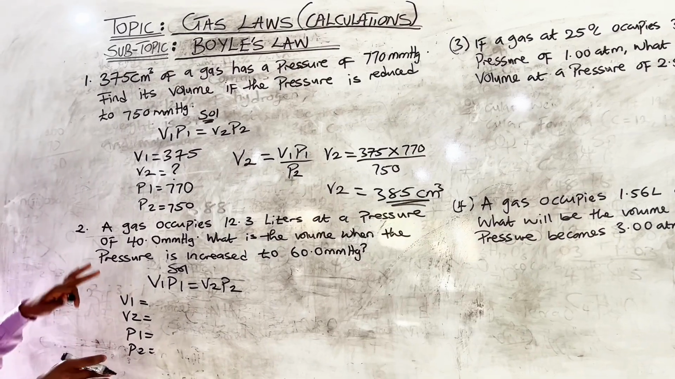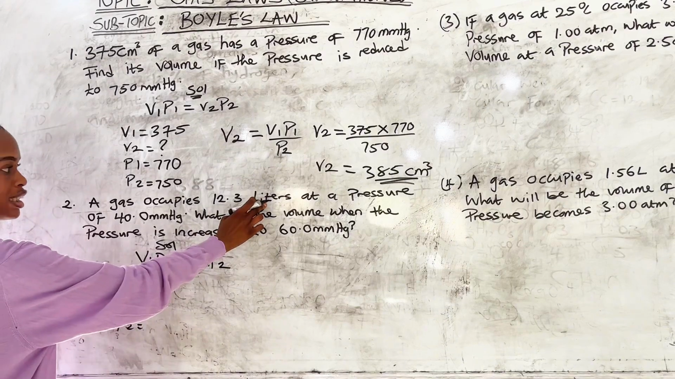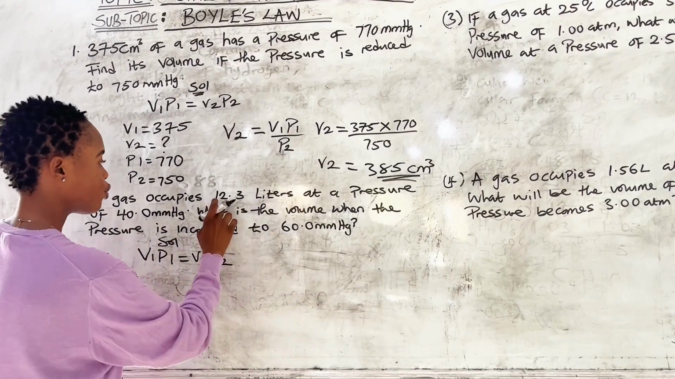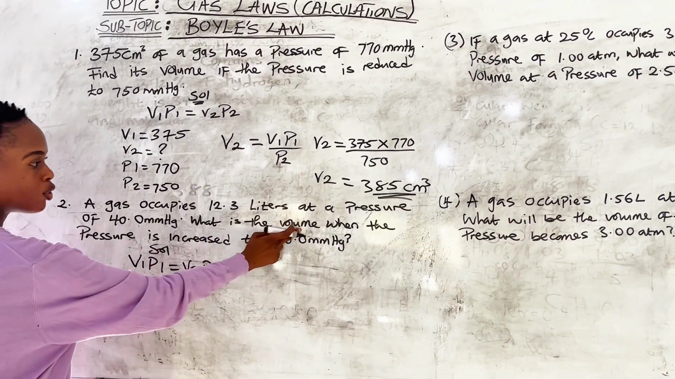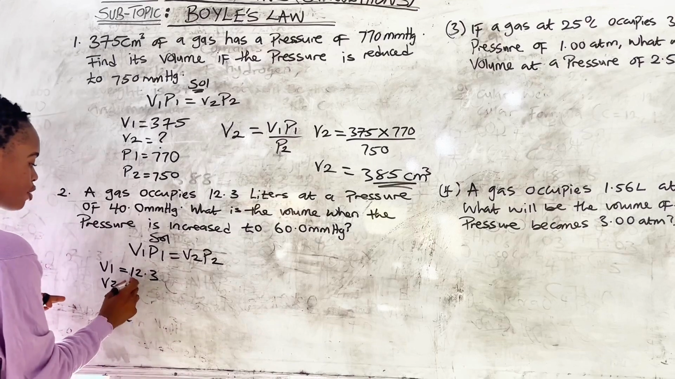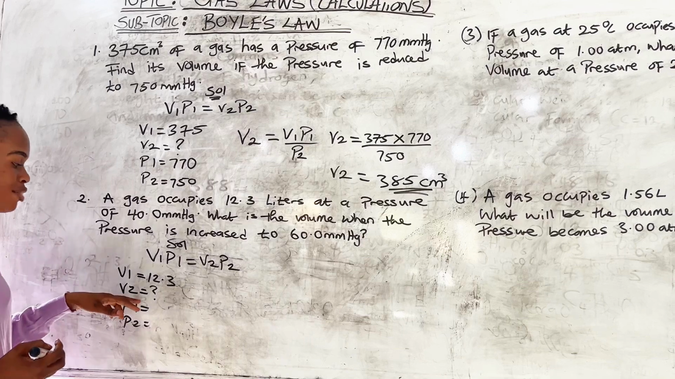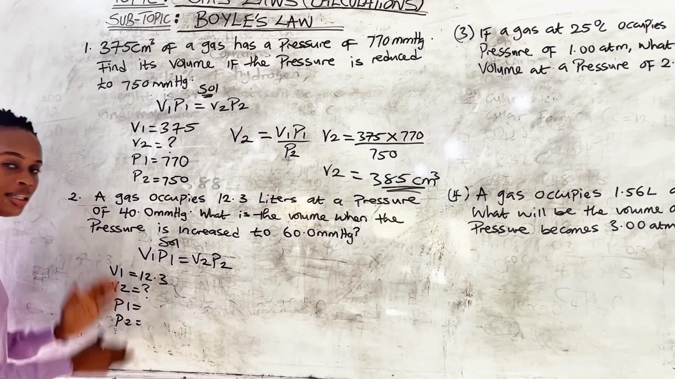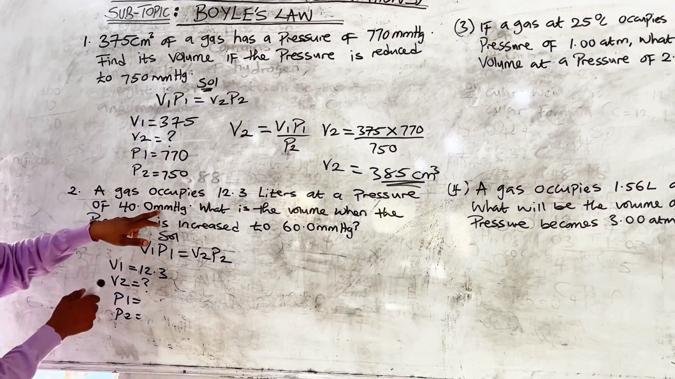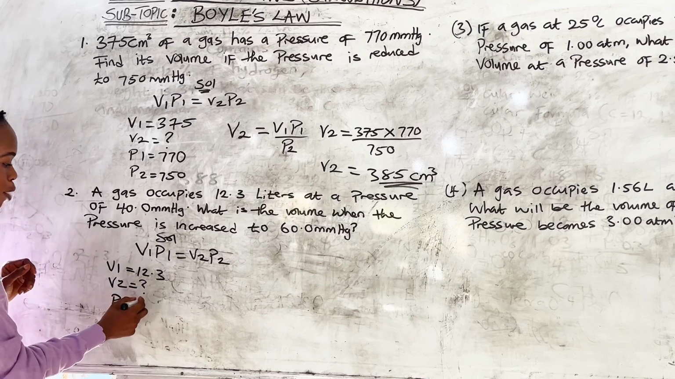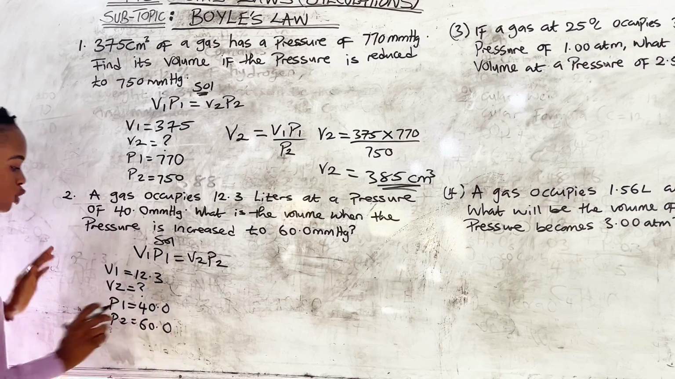So what is our V1? We'll go back to our question. The question says 12.3 liters. Remember, liters is a unit of volume, so we know that this is volume. So 12.3. What did the question say we should look for? Volume. So we know we're looking for V2. I would advise that when you write out your parameters, first of all, identify what you are looking for before you start filling in your values, to make things simpler for you. So what's our P1? Pressure. Remember, millimeter mercury is a unit of pressure. So our P1 is 40.0. What's our P2? 60.0. So we've written that out.